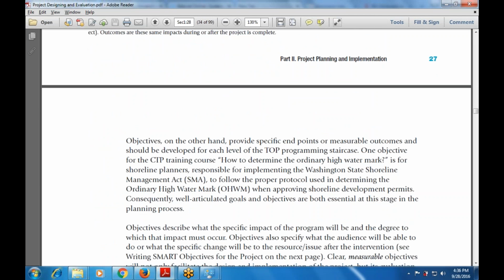And objectives, on the other hand, also provide specific endpoints or measurable outcomes that should be developed for each level of the OTP or TAP programming staircase. One objective for the CTP training course: how to determine the ordinary high water point, for the planners responsible for the Washington State Shoreline Management Act, that is SMA, following the proper protocol used in determining the OHWM, the ordinary high water mark, when approving shoreline development permits.